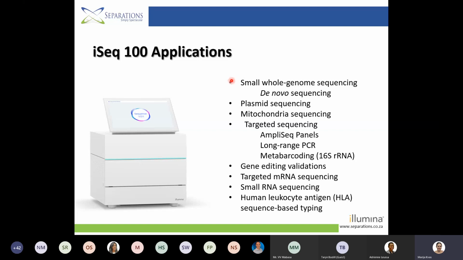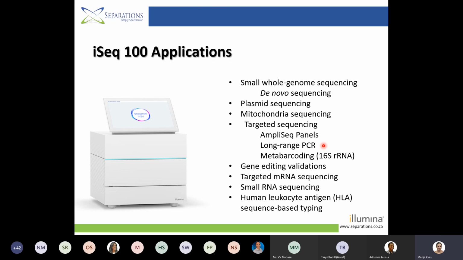So obviously when it comes to iSeq, because it's a small-capacity flow cell, we can do small genome sequencing, and that will also include de novo sequencing, so novel species sequencing. We can do plasmid and mitochondrial sequencing, but we can also do a targeted approach, which is actually a very good solution for resequencing. So there is a wide range of AmpliSeq panels out there, and I will touch briefly on this, but we can also look at long-range PCR if you're interested, let's say at 10 kb fragments. We can prepare the library and then sequence it on the iSeq.